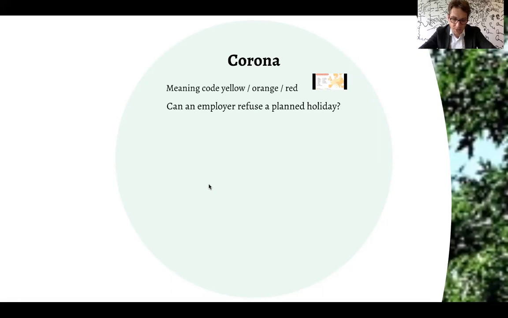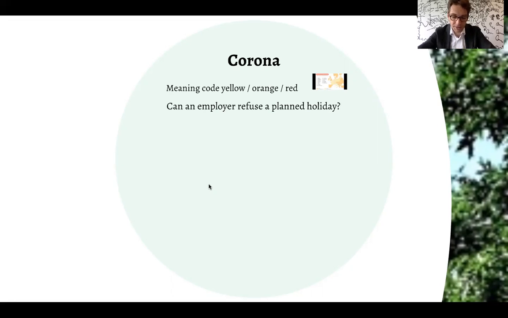If the employer has important reasons and business operations will therefore be seriously disrupted by the employee's desired holiday, then the employer may still change the holiday period. And we discussed that a minute ago. In that case, the employer should compensate for the damage suffered by the employee.